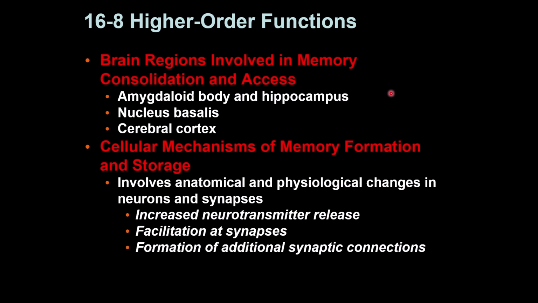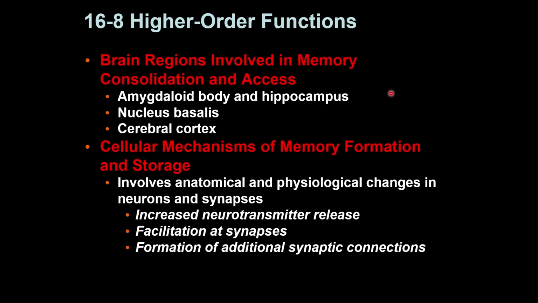Cerebral cortex is important for different types of memory. For example, frontal lobe is important for motor memory. Parietal lobe is for general sensory. Occipital lobe is for visual. Temporal lobe is for auditory memory. So different parts of the cortex are responsible for different types of memory.